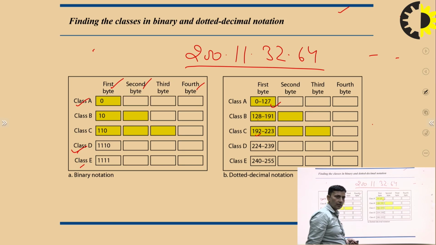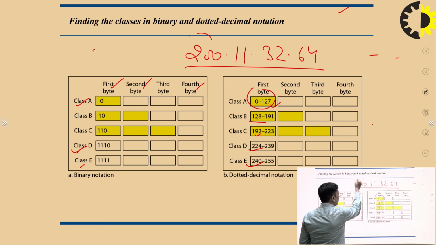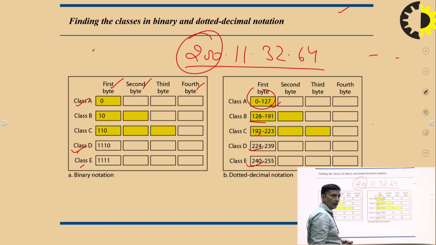If you have a clear idea about this: 0 to 127 is class A, 128 to 191 is class B, 192 to 223 is class C, class D similarly, and 240 to 255 is class E. This is the range of values that come in the first byte. So here you have to check only the first byte of the dotted decimal. By looking at this decimal number, you can easily find out which class it belongs to.